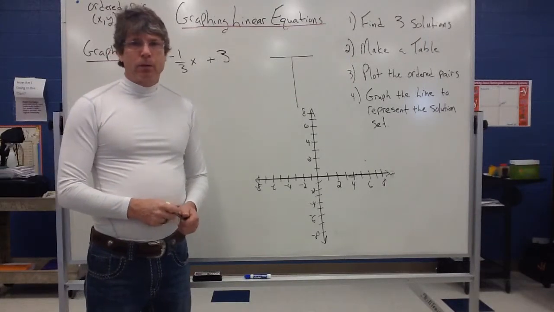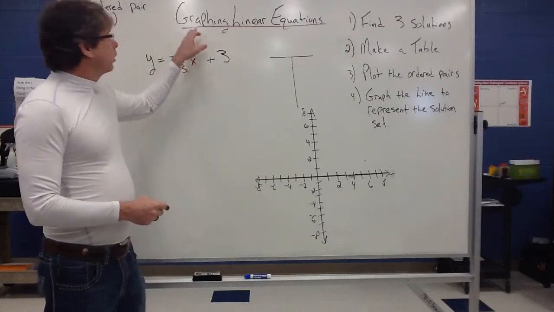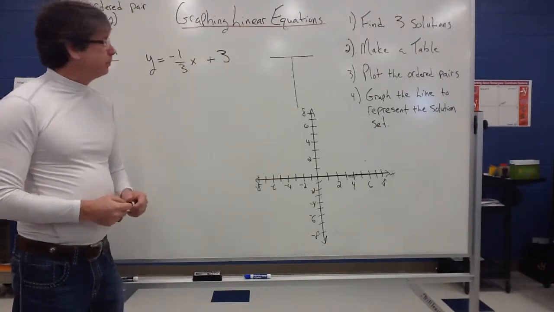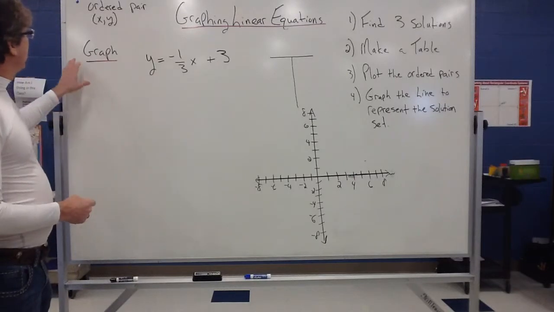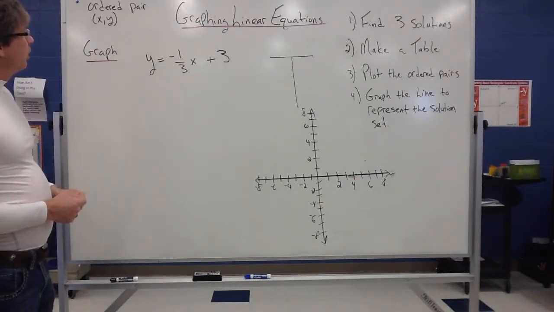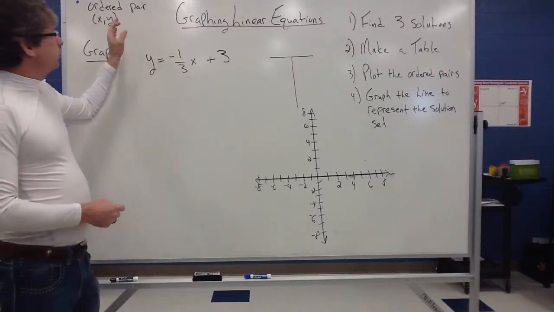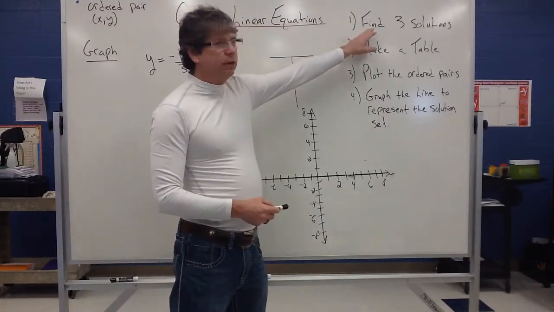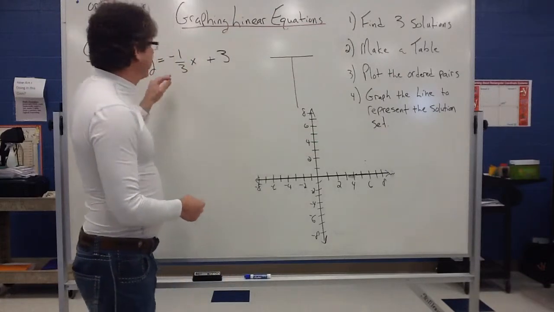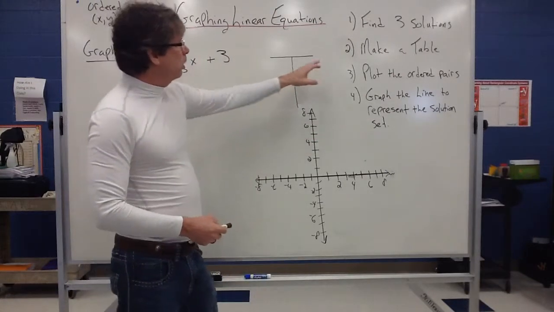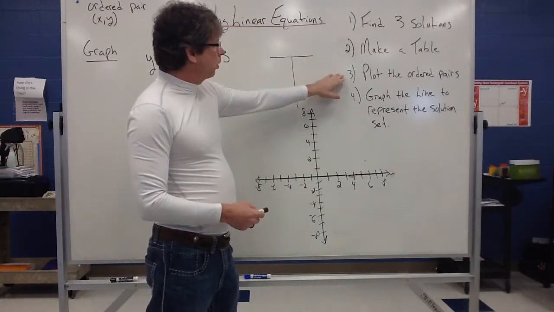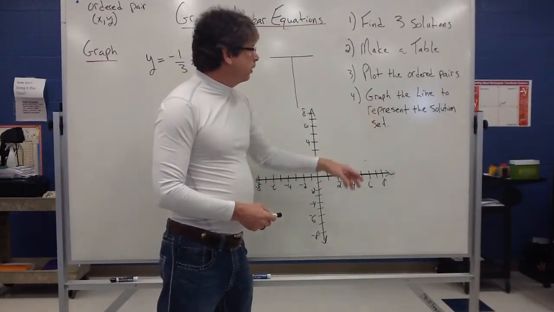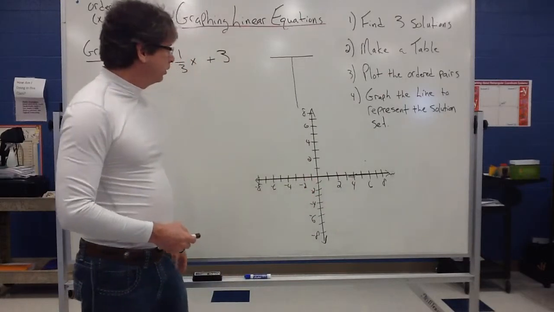So good morning. We're going to continue with graphing linear equations. Another day, another dollar. Again, graphing linear equations is all about finding these ordered pairs. The way we're going to do this again is we're going to find three solutions that satisfy this equation. We're going to put this information in a table, plot those ordered pairs on our coordinate plane, then graph the line that's going to represent the solution.